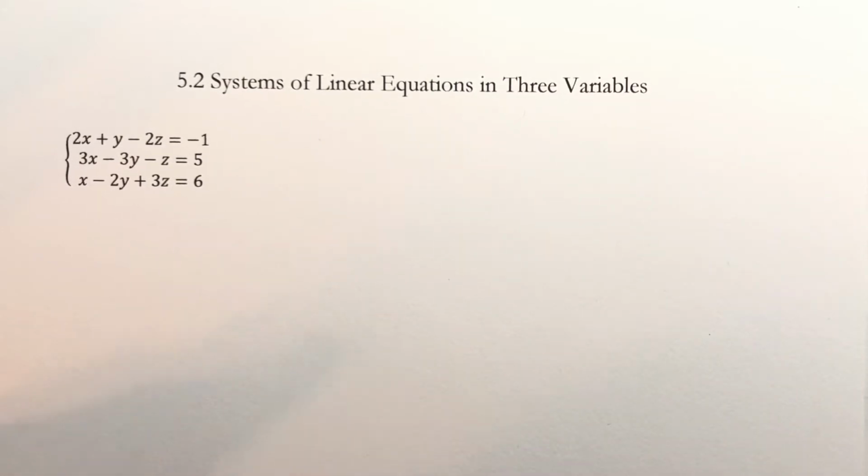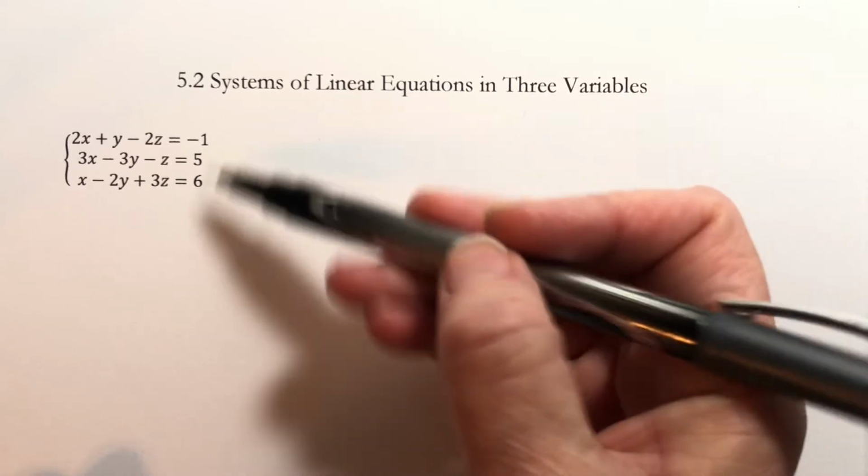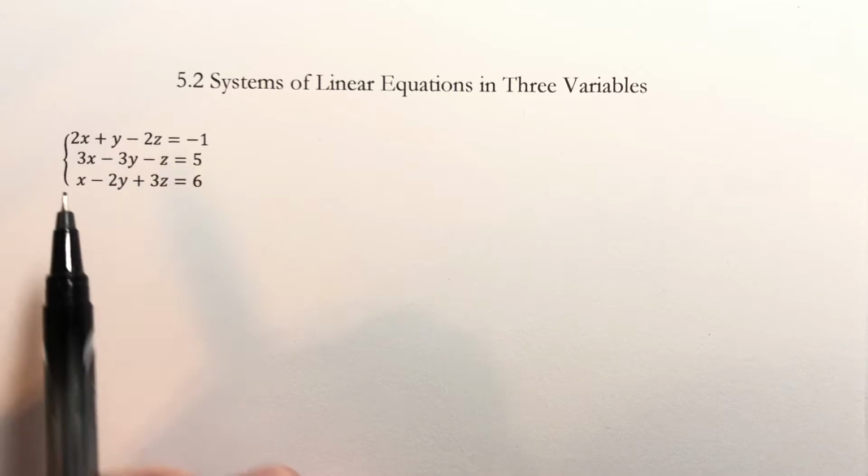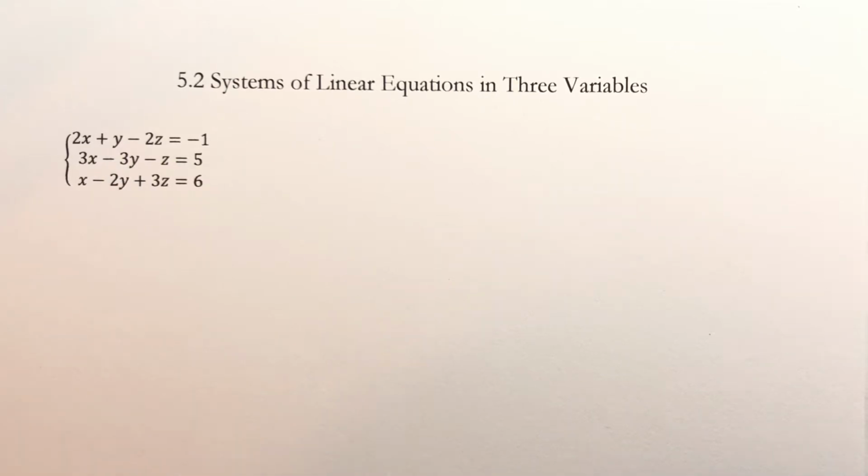Now we've talked about in 5.1 how these systems had a graphic interpretation as to where 2 lines intersect. So our answer was an ordered pair where those 2 lines intersected. We still have the same thing happening here. We have 3 equations. It's just now that we're not graphing, quote unquote, in 2 dimensions anymore. We're now graphing in 3-dimensional space.